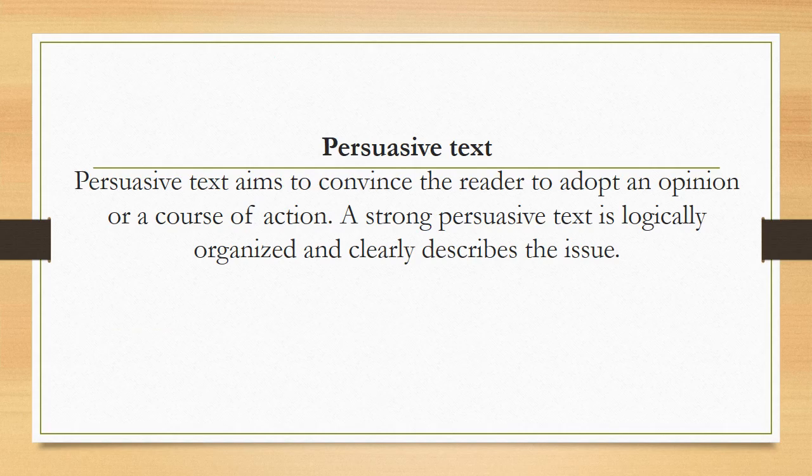Okay, so now let's proceed. So what is persuasive text? A persuasive text aims to convince the reader to adopt an opinion or a course of action. A strong persuasive text is logically organized and clearly describes the issue. So when we talk about persuasive text, this aims to persuade or convince the reader to adopt an opinion or the course of action that we are writing.